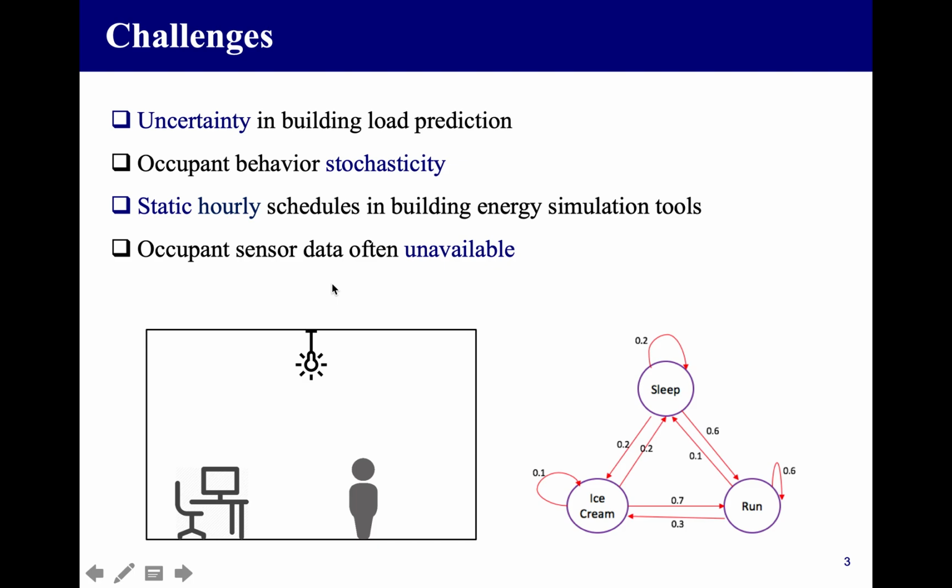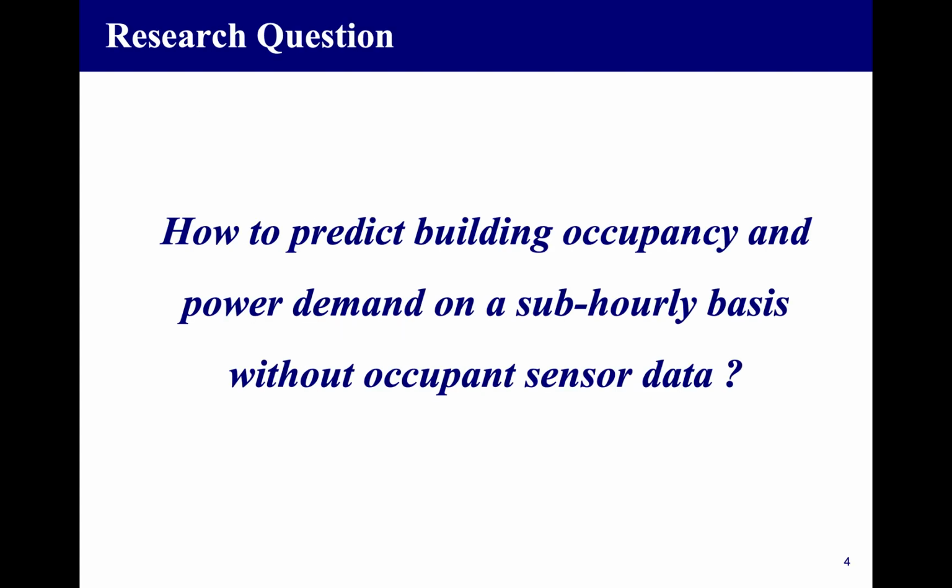And another challenge is that our traditional building energy simulation tools usually only use prescribed static hourly schedules for both occupant presence and building equipment. And the last challenge is that in reality, the occupant sensor data is often unavailable. So the research question we're going to answer today is, how do we predict building occupancy and power demand on a sub-hourly basis without occupant sensor data?